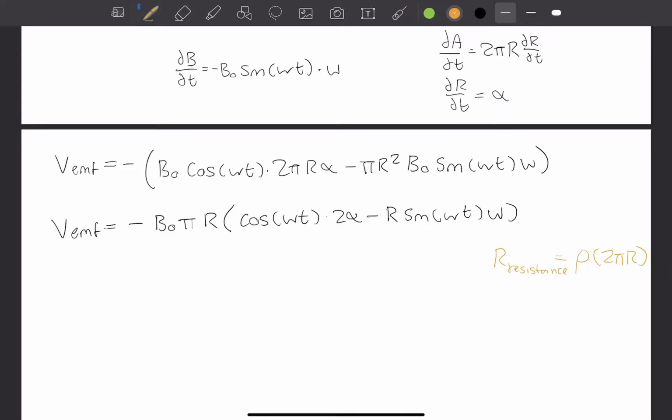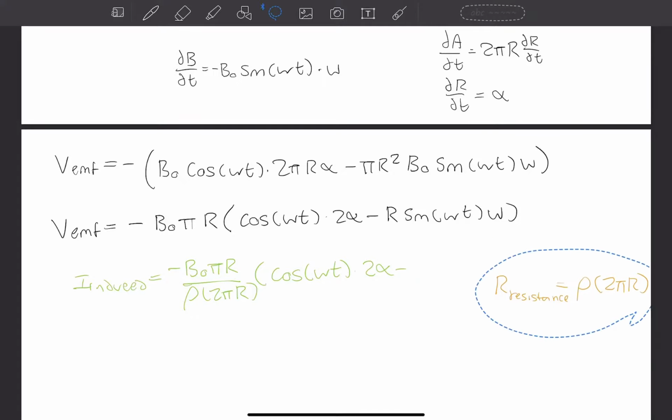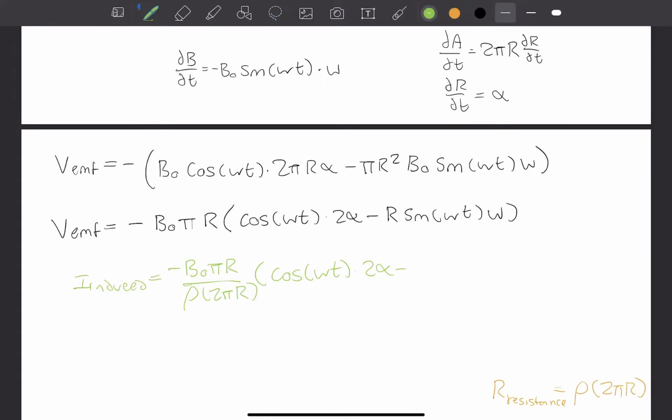And now we can write our I induced is equal to negative B naught pi r over rho times 2 pi r times cosine omega t times 2 alpha minus r sine omega t times omega.